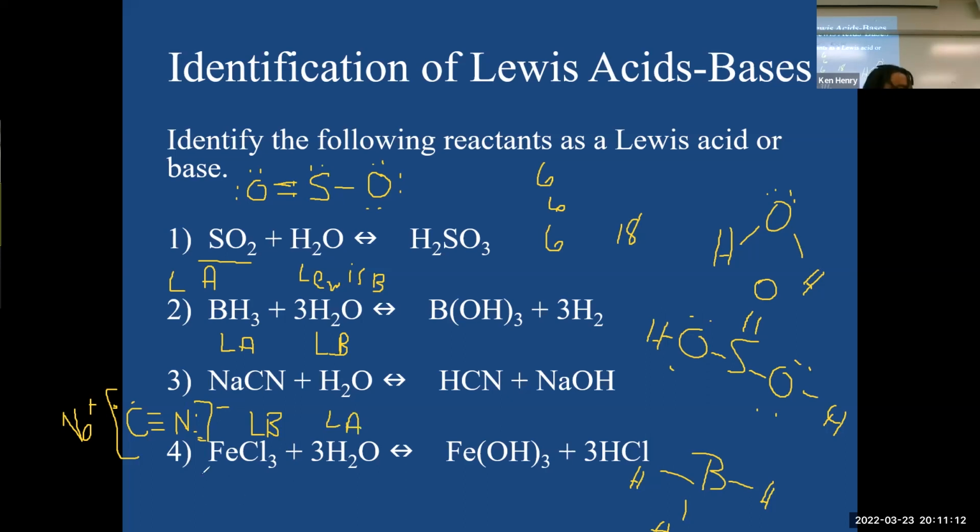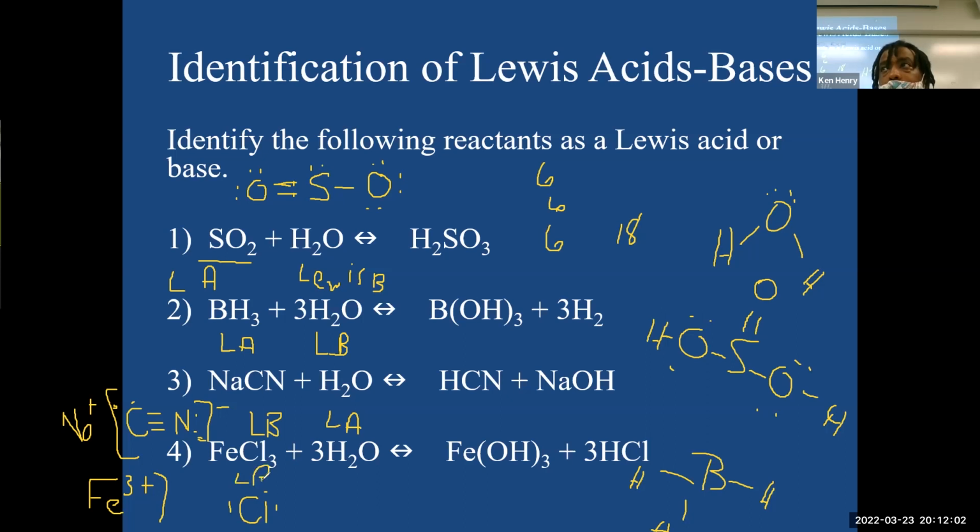Okay, and here you have that look. What do you guys think? What's going to happen? This is an ionic compound. So what's going to happen? Fe3 plus. Is this going to be our Lewis acid? But because you have Cl, this is just going to give you a bunch of Cl minuses, right? So that's dot, dot, dot, dot, dot, dot. So this is my Lewis base.